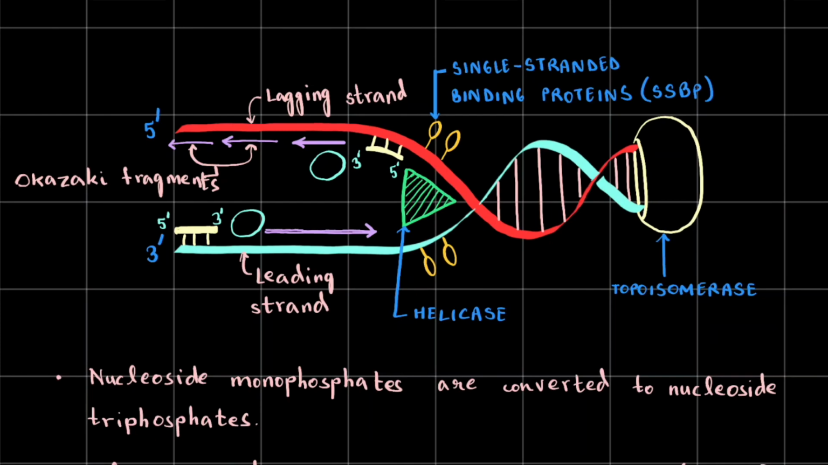Now the Okazaki fragments need to be joined, right? First, the primer needs to be removed. Why? The primer is composed of RNA, right? Now you may think, what's the difference? How does it matter? Well, there's a lot of difference.